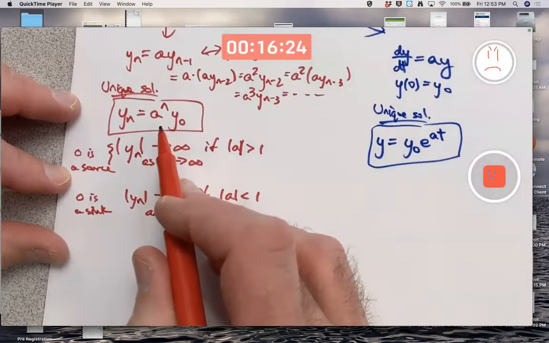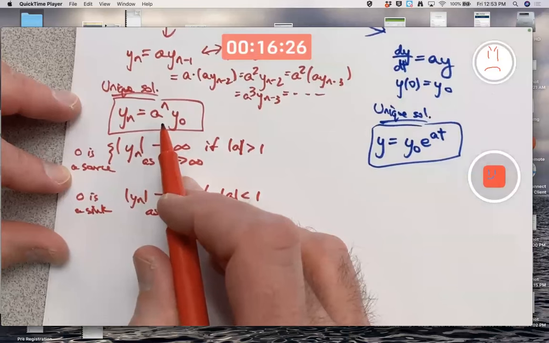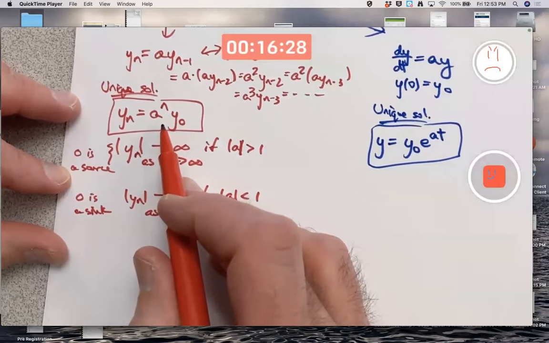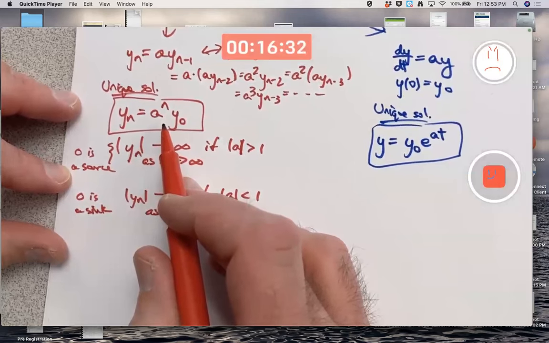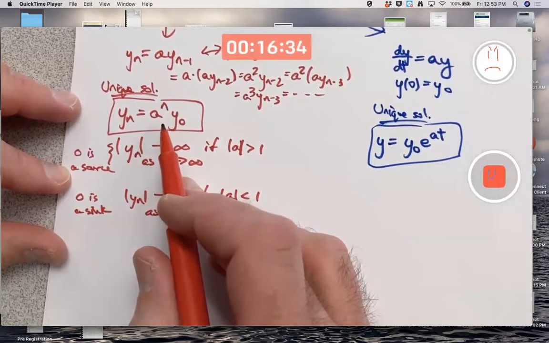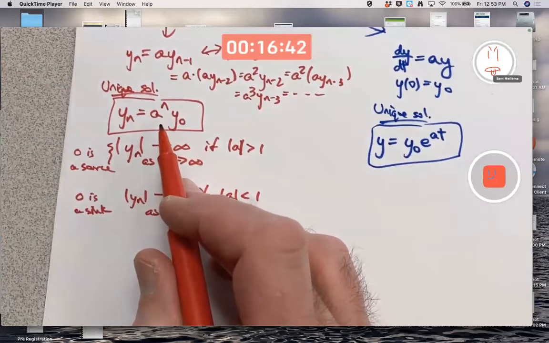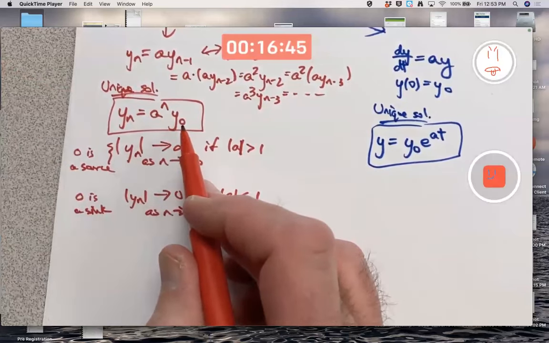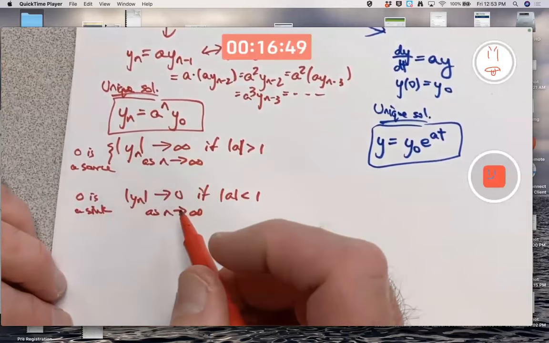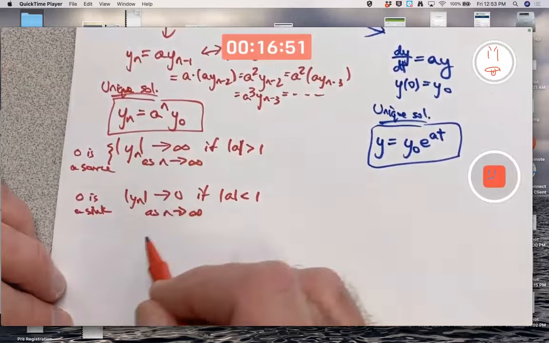Well, if a is 1 itself, then you've got 1 to the n, which is always 1. Every point on the number line you could call an equilibrium point. It just stays where it is. Does that make sense? If a were 1, every point on the number line would just stay where it is. If a were -1, they bounce back and forth. You know, if y0 was 4, then you go to 4, -4, 4, -4, 4, -4, you'd bounce back and forth. I won't bother writing that case.